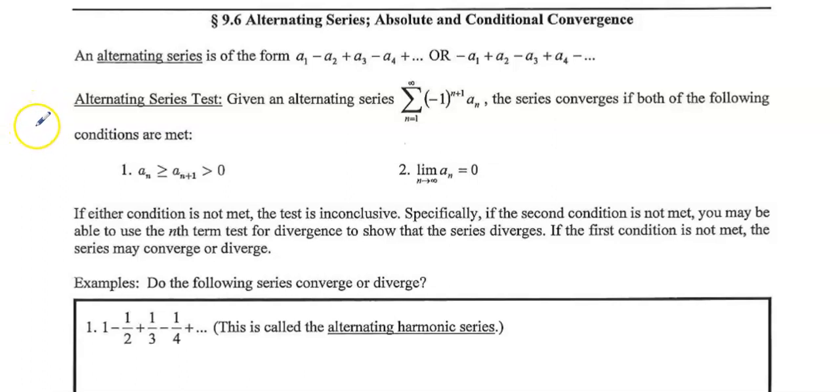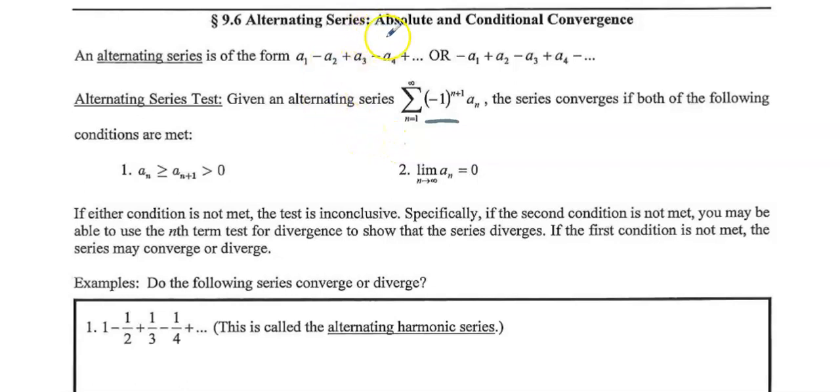Hello everyone, we're going to talk about the alternating series test now, and one of the things that I want you guys to see about the alternating series test is that there's always going to be some series where the numbers go from positive, negative, positive, negative, positive, negative. There's two criteria that you guys can see here that must be met. If these two conditions are met, then we can say that the series converges.